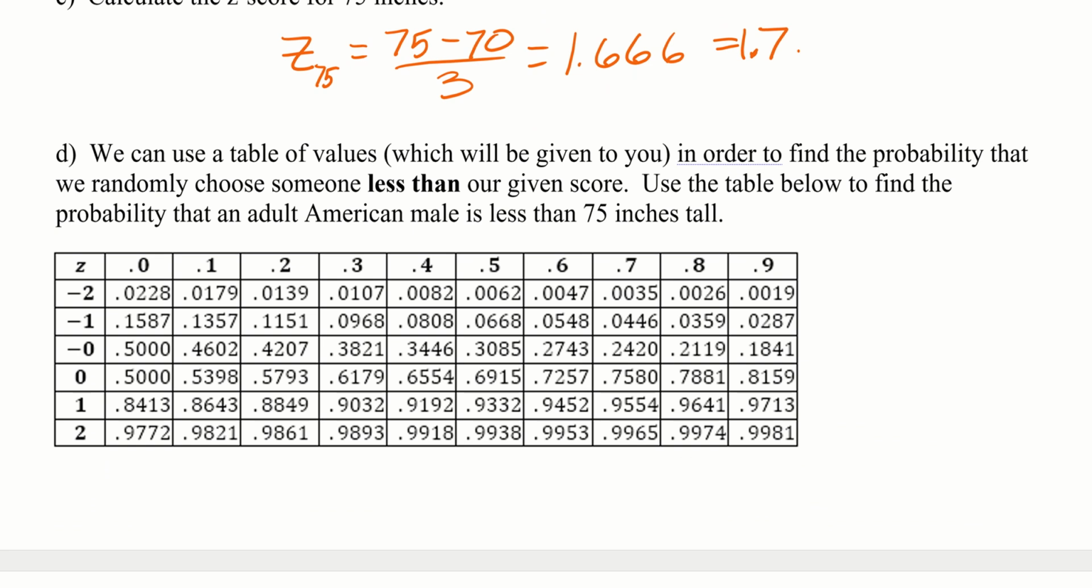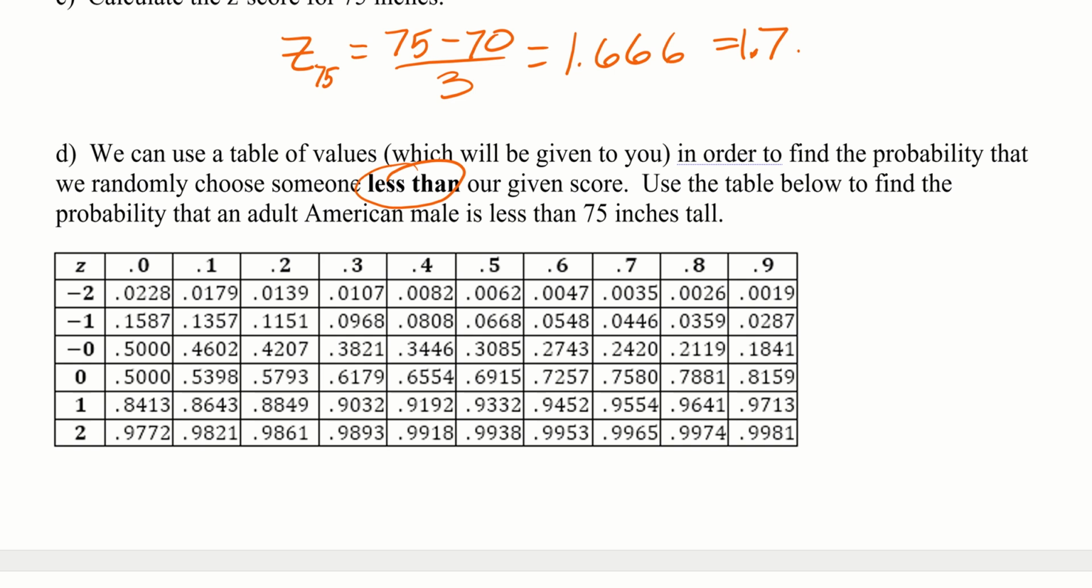Then we can use this table that will be provided for you. You will not be making up this table, which is nice. It gives the probability that we randomly choose someone less than our given score. So if we're looking at 75, when I find it on the table, it's going to tell me the percentage that is less than 75 inches tall.